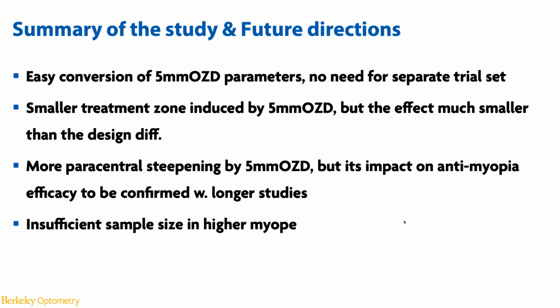And for this study, because of our smaller sample size, we only had 5 eyes with a refractive error of over -5. So we don't have sufficient power to really make any claim whether these lenses work faster or work better in higher myopes. We're hoping to have future studies specifically targeting moderate and higher myopia to test the clinical performance of the 5mm lenses.